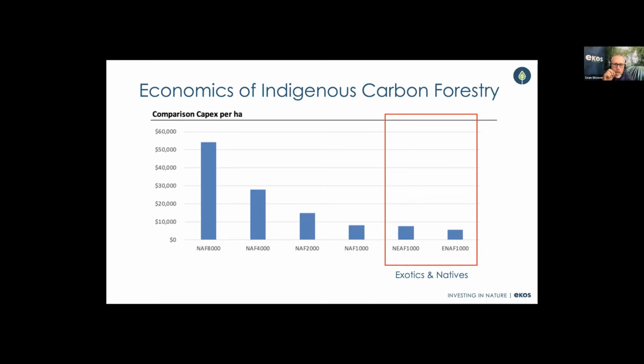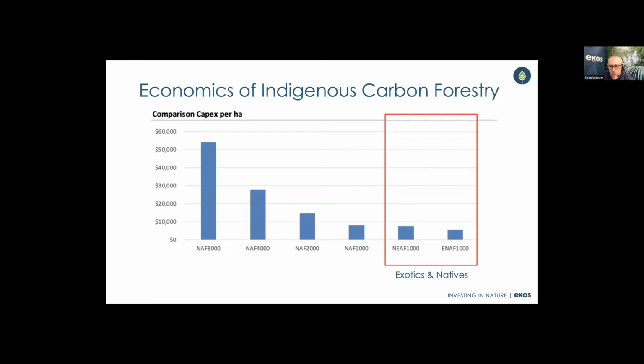If you then halve the number of seedlings per hectare, then you're significantly reducing your capital expenditure costs. So that's NAF 4,000 stems a hectare. Moving into the middle of the graph, 2,000 stems a hectare, the capital expenditure costs come down again.